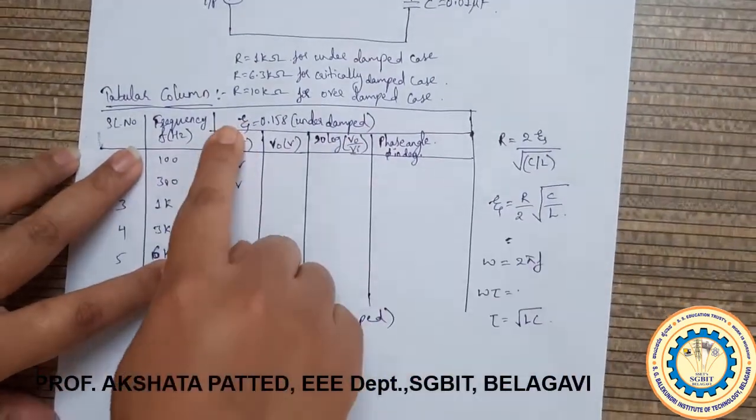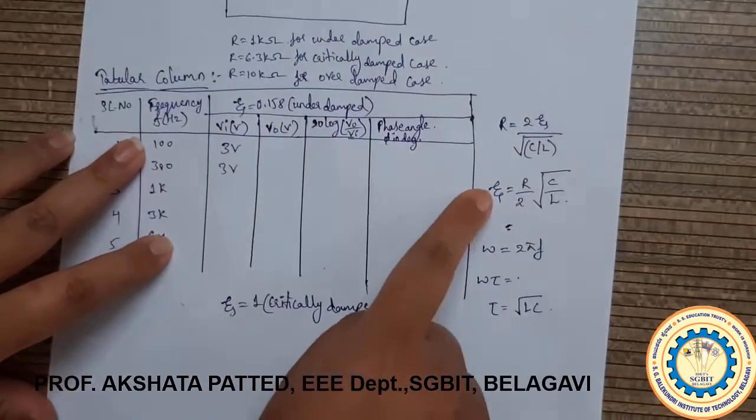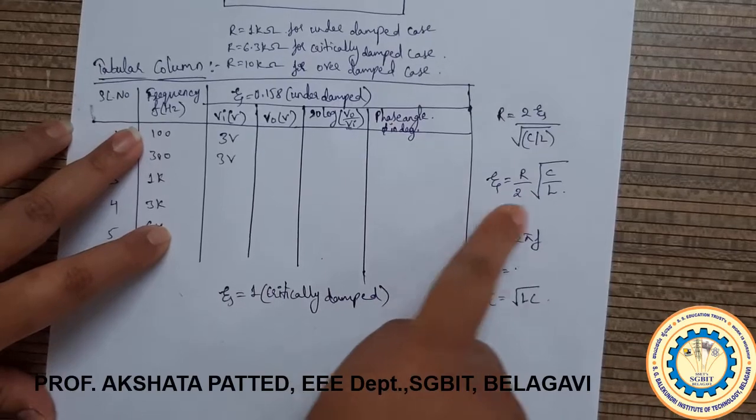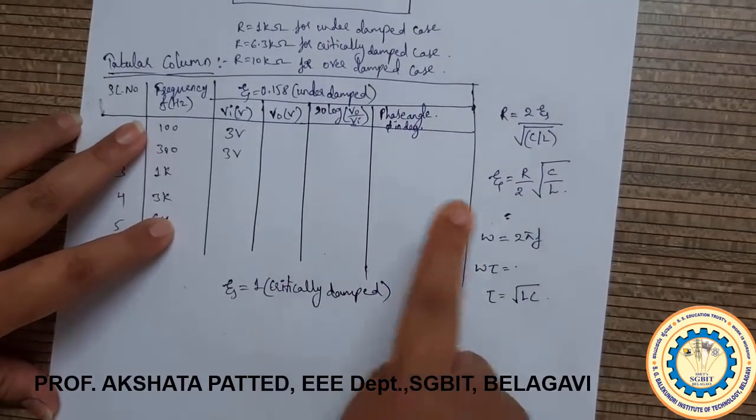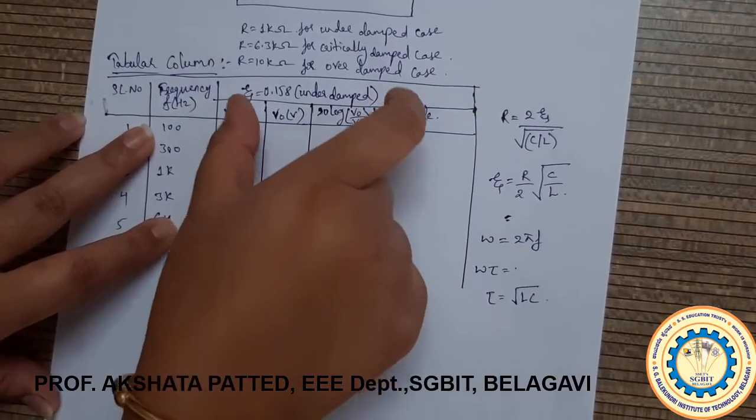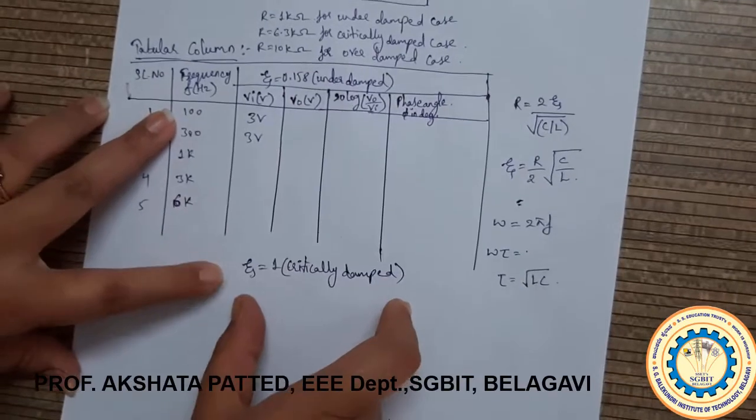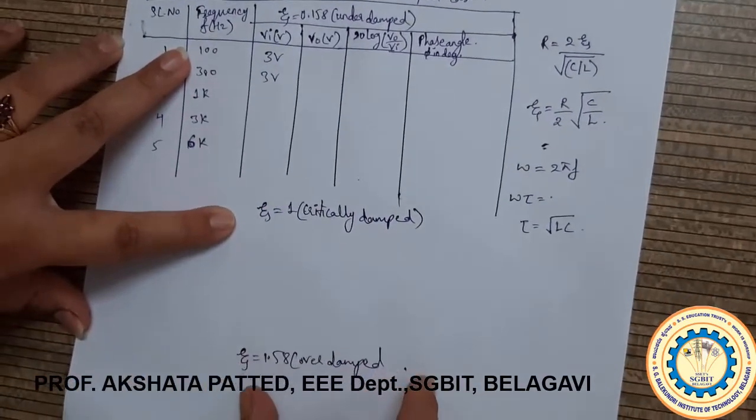Zeta is calculated by this formula, that is zeta is equal to R by 2 root of L by C, sorry, C by L. So this is how we are going to calculate for underdamped. For underdamped, critically damped and then overdamped, the same procedure has to be followed.